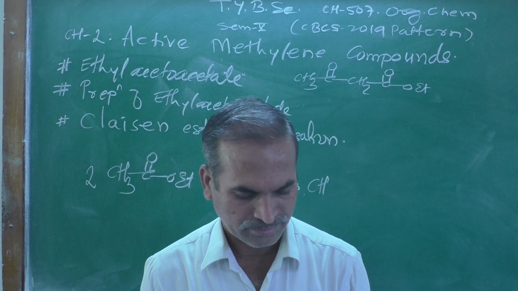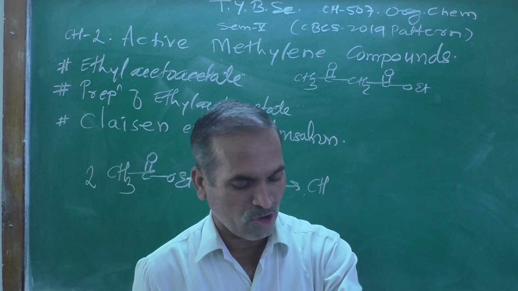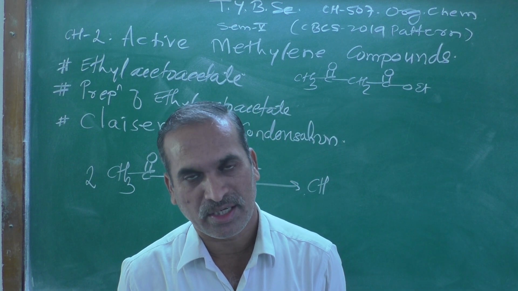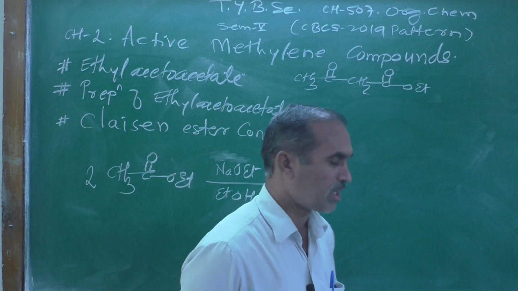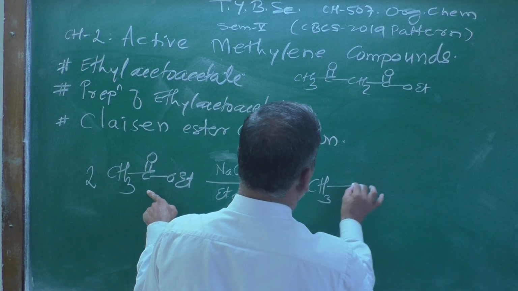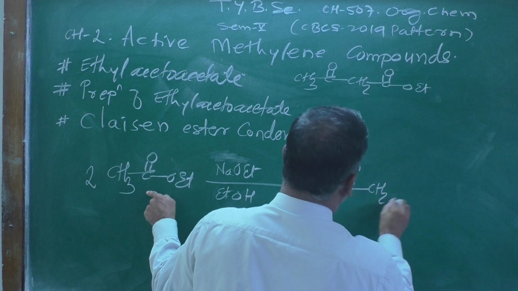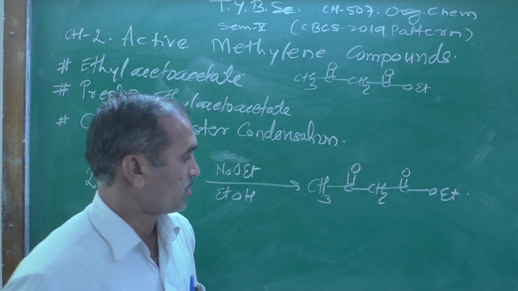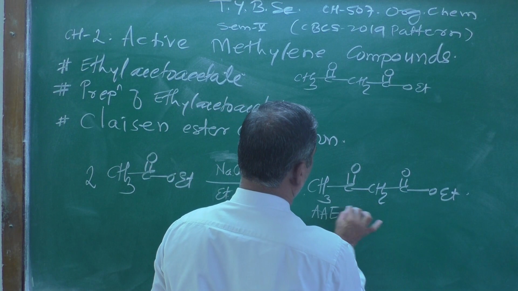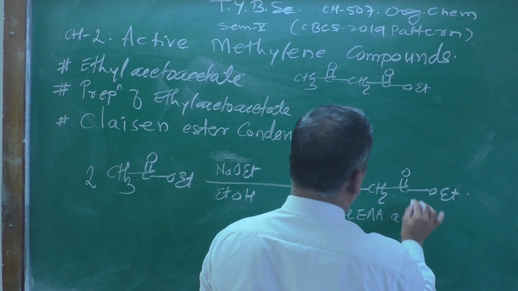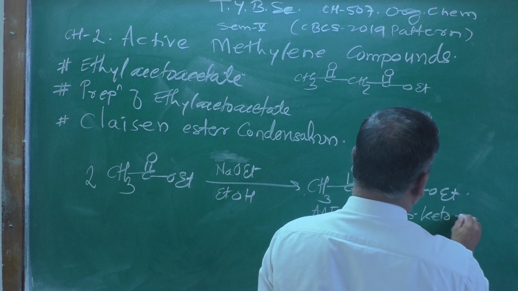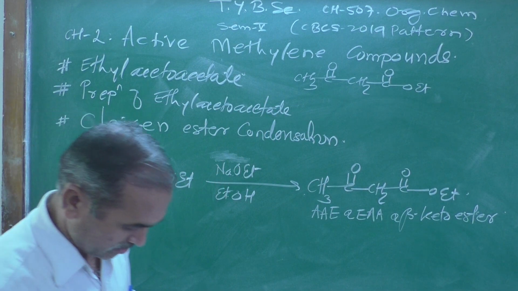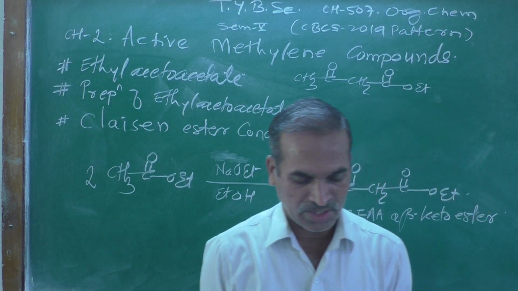Two molecules of ethyl acetate condense in the presence of sodium ethoxide to form ethyl acetoacetate, or acetoacetic ester, or beta keto ester. So here CH3, C double bond O, then CH2, C double bond O and OEt. And this is known as acetoacetic ester or ethyl acetoacetate, or you can call it a beta keto ester. And this reaction is known as Claisen ester condensation.